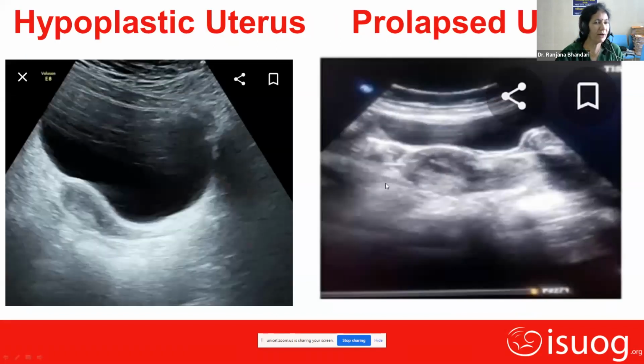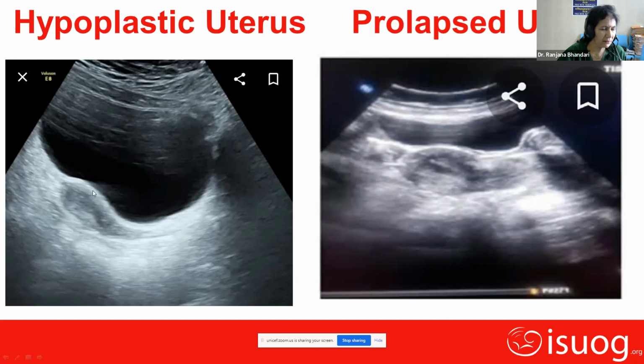So another case of hypoplastic uterus. So many times mothers will be coming and saying that the other colleagues have undergone menarche, but my child has not. So at that time, we have to do ultrasound with full bladder. See, in a transabdominal scan, if the bladder is not full, we will not be able to see the uterus. See, this is the uterus. We are seeing a small uterus just posterior to the urinary bladder.